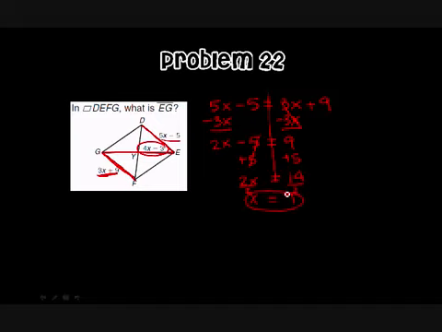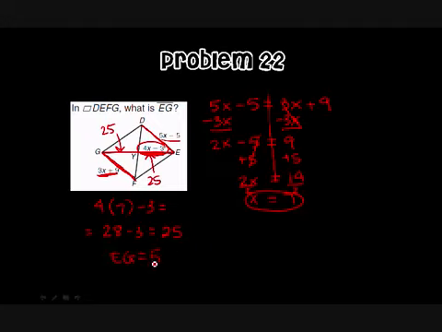Okay, so now we don't want to stop there because it's asking for EG. So we're going to do 4 times 7, plugging it into this right here, minus 3. So we have 28 minus 3 equals 25. So this right here is 25. That means that this would have to be 25. And so the whole distance would be a grand total of 50.